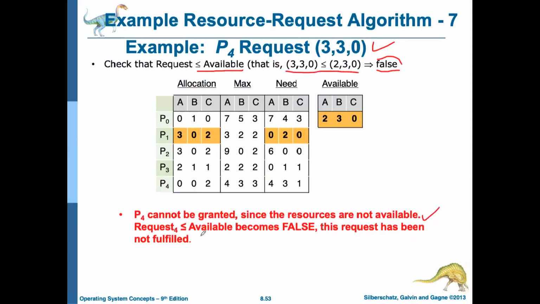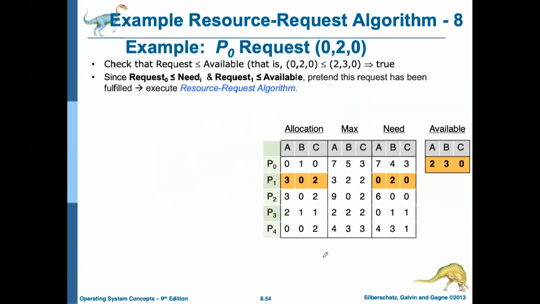And request less than or equal to available becomes false, so this request has been unfulfilled. So here they said not fulfilled. Okay. So another example that we do comparing, and now the result is true.